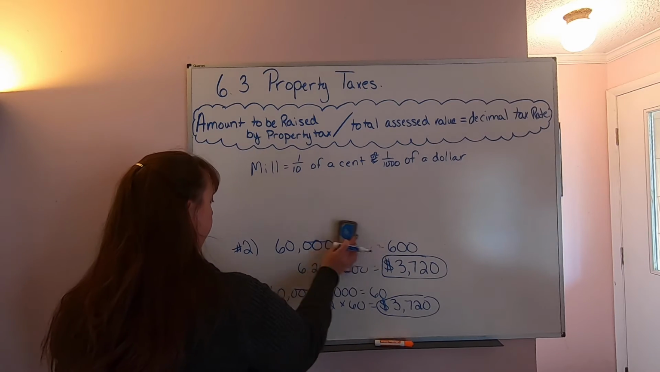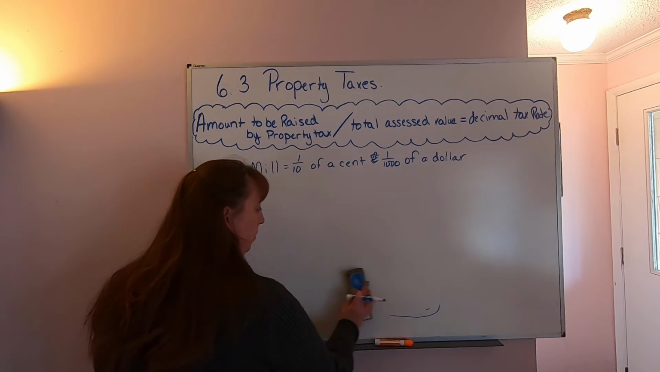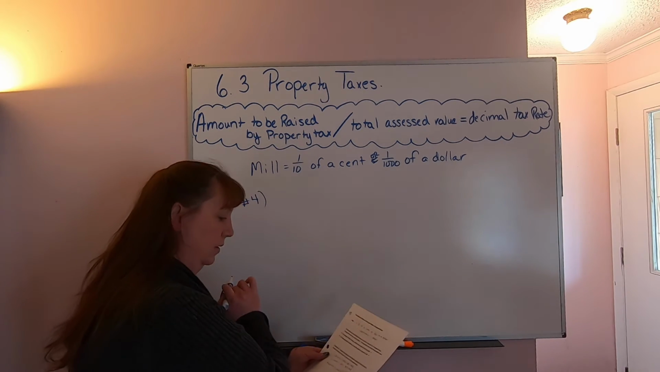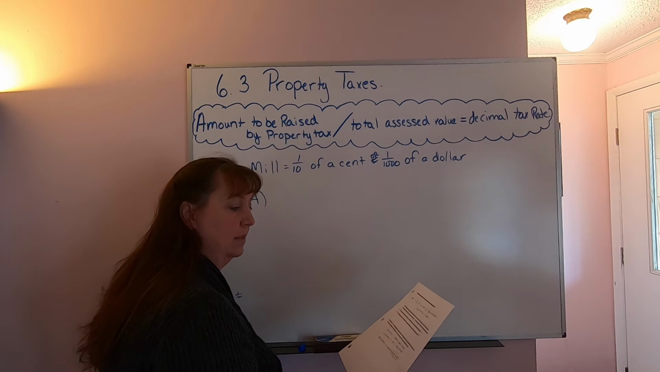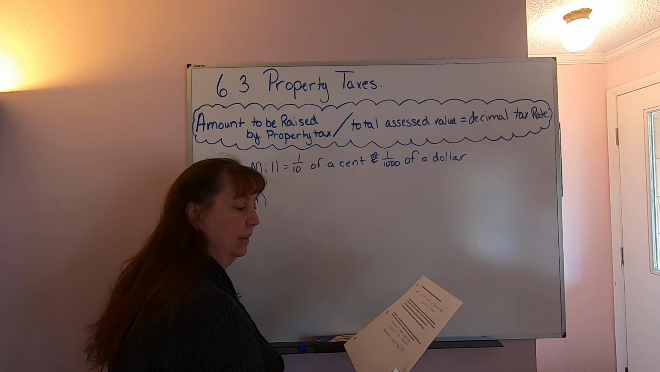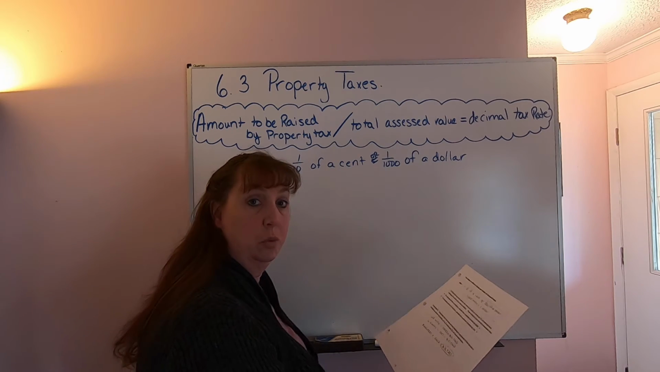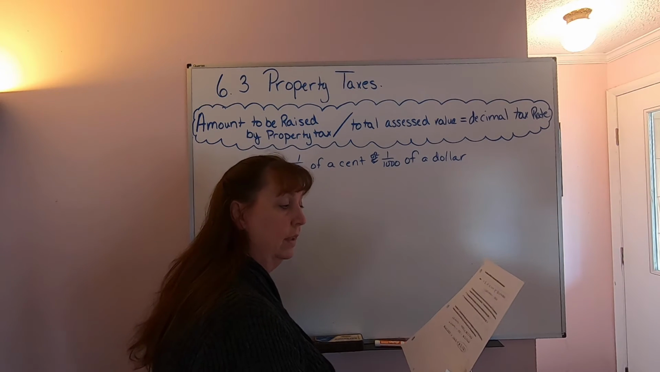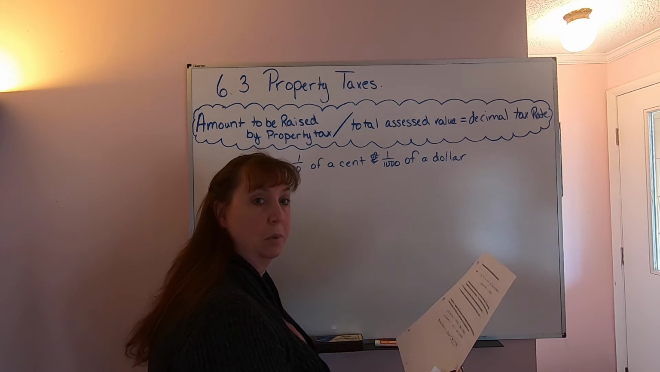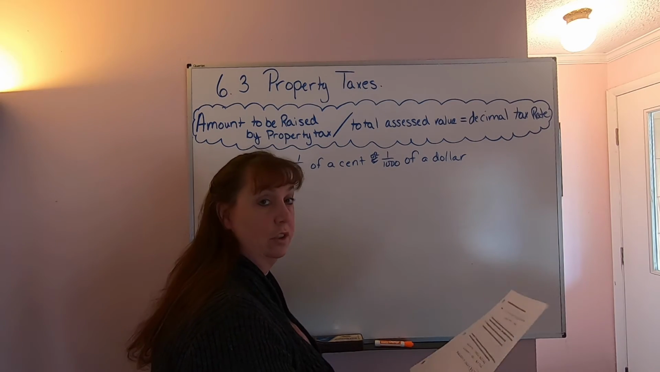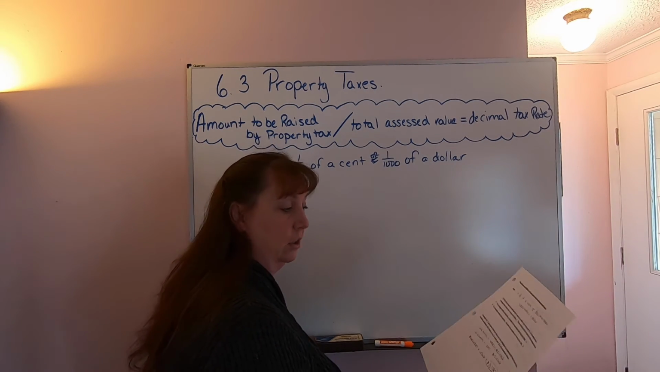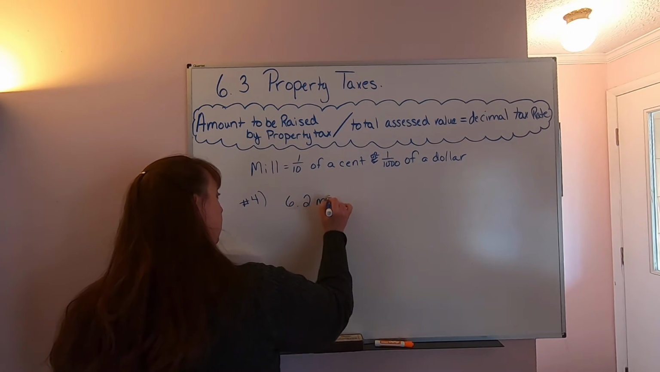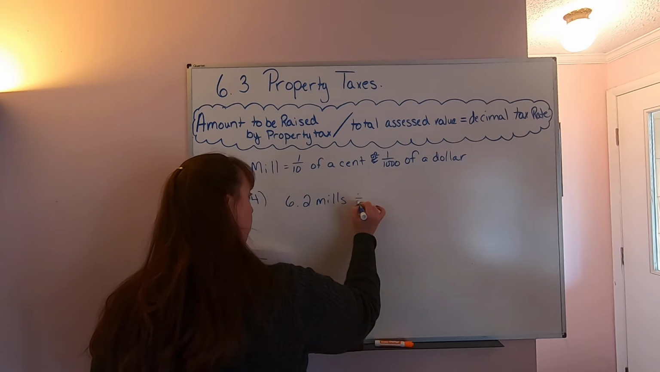Example number 4. In example number 4, it says, calculate the tax due on the Watson property if the tax rate is stated either as 6.2 mils, so again for mils we're going to divide it by 1,000, or it says 6.2 cents per $1. So again, for cents, to change it to dollars, you're going to divide by 100. So first let's talk about the mils. So 6.2 mils, we're going to divide by 1,000.